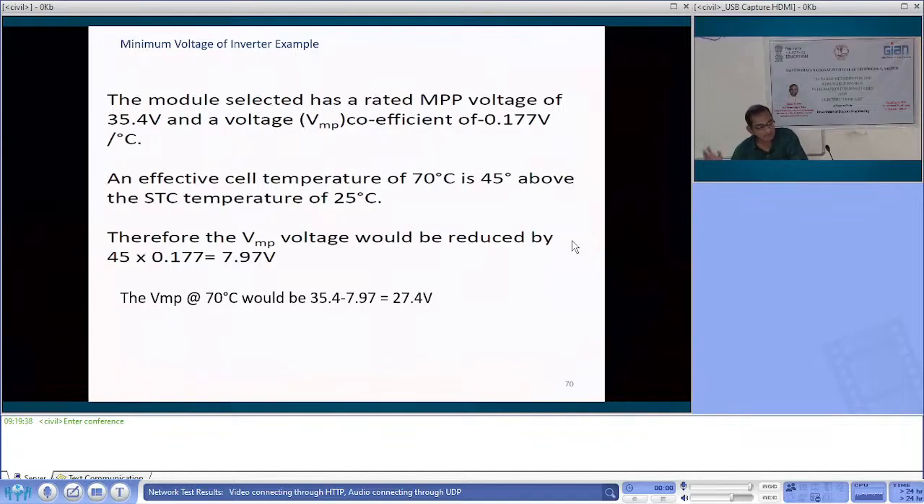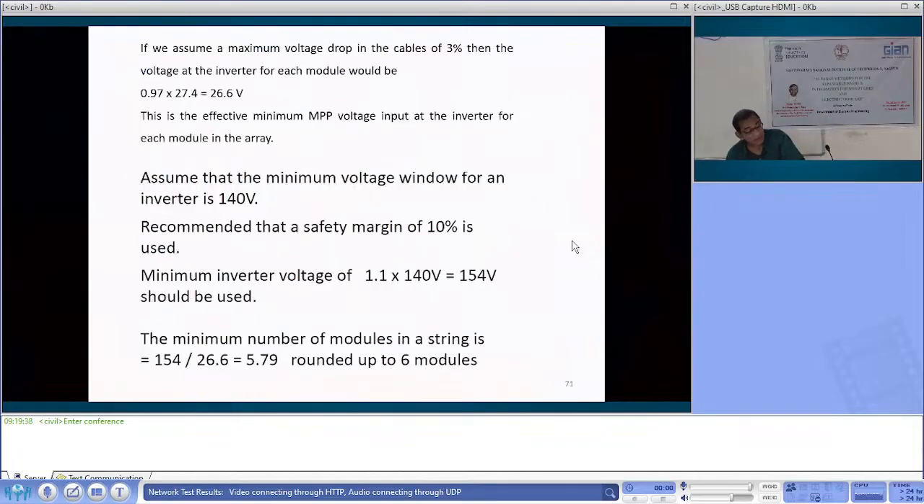Negative coefficient minus 0.177 volt per degree Celsius means that when temperature increases, voltage will decrease. Negative, that is given by the manufacturer. Okay, then the example is given where they are solved with all steps. You can check how many modules finally you come out with: that 5.79 means round figure to 6 modules.